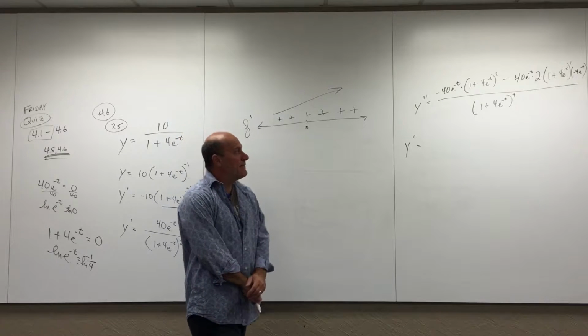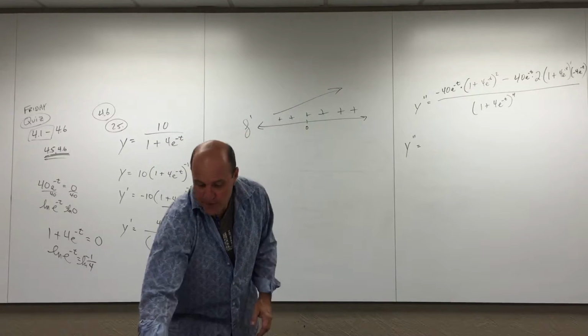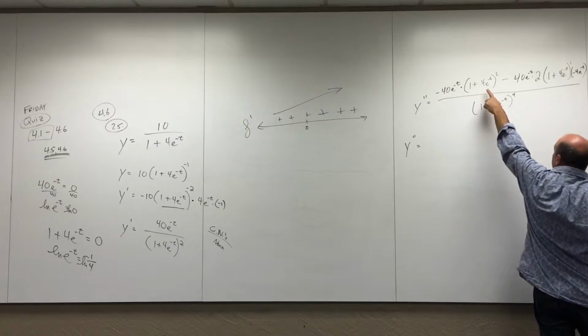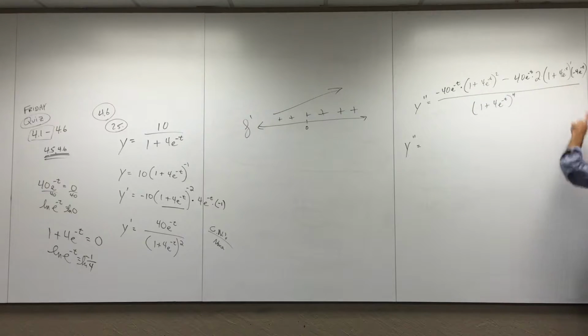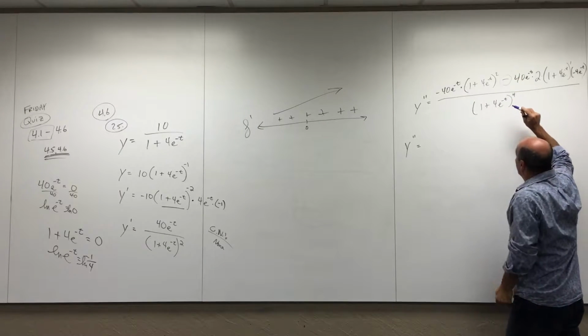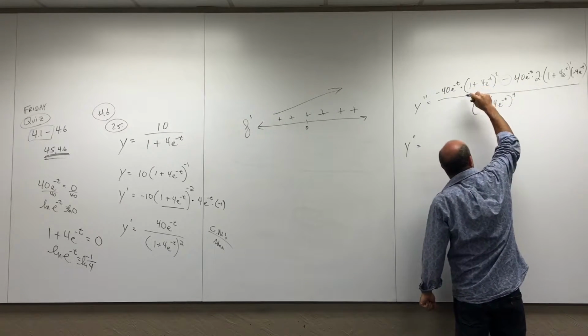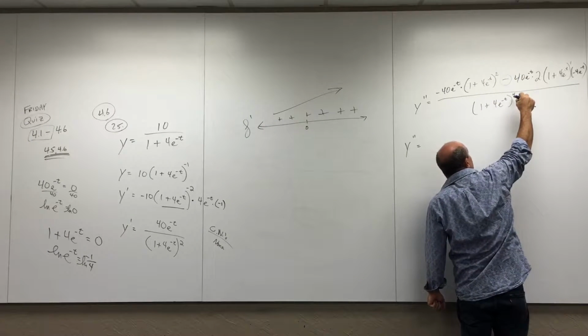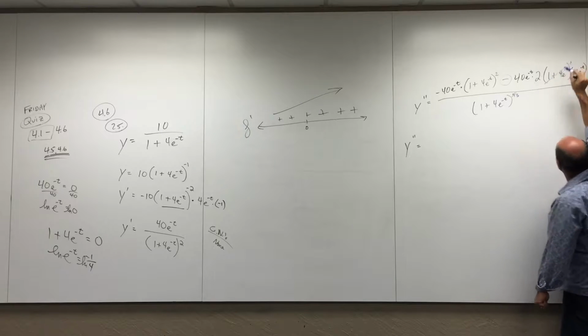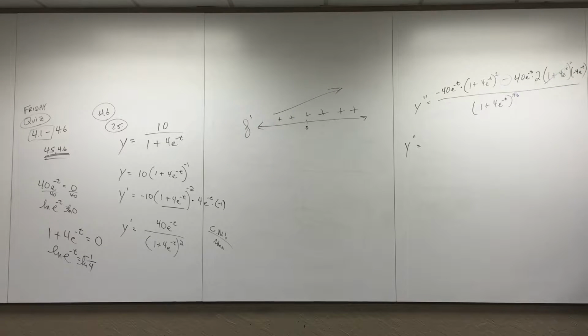Hey, I'm going to cancel one of those. There's a 1 plus 4e to the -t right there. There's another one there, and there's another one there. Here's your big minus sign right here. So I'm going to cancel one of these here, and I'm going to cancel one of these here, and I'm going to cancel one of these here. You follow that? Wow. That's algebra.